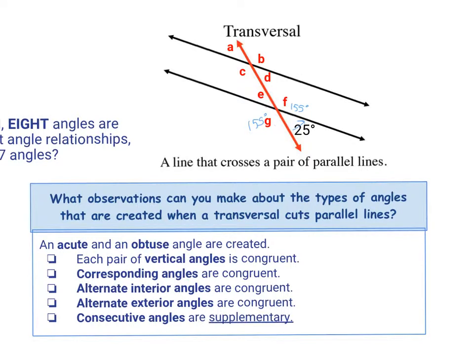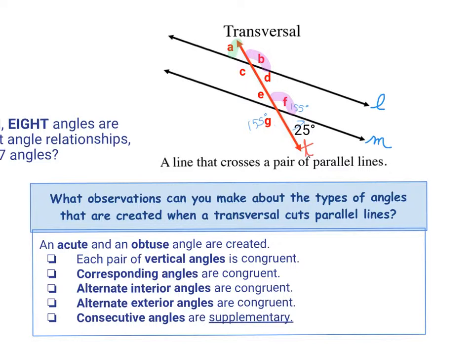Corresponding angles are congruent, and corresponding means that they are in the same location, but on different lines. So if we were to call this line line L and this one line M, and we were to call the transversal line T, then you would be able to say that the angles that correspond to each other are the following. Angle B is above line L and to the right of the transversal. So looking at line M, above and to the right would be angle F.